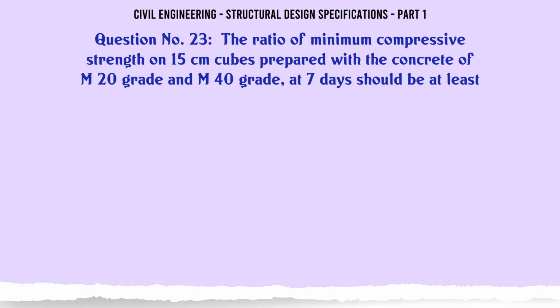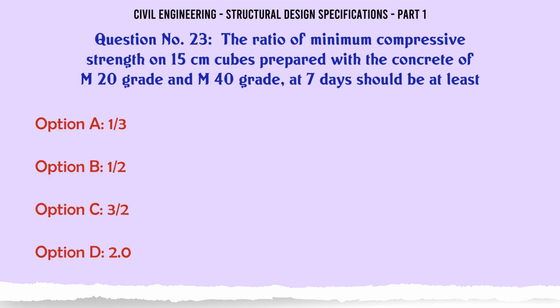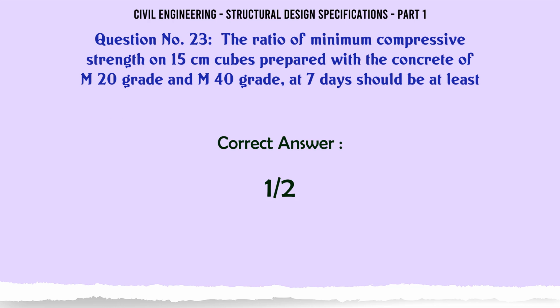The ratio of minimum compressive strength on 15 cm cubes prepared with the concrete of M20 grade and M40 grade at 7 days should be at least A. 1/3, B. 1/2, C. 3/2, D. 2.0. The correct answer is A. 1/2.